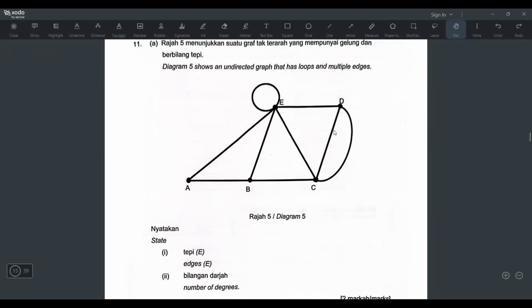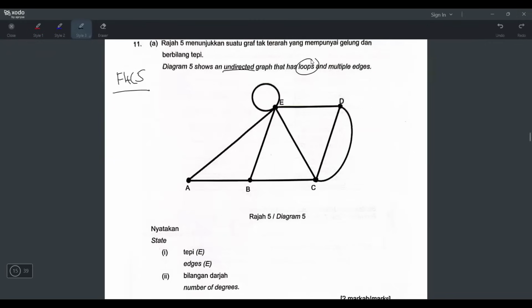Okay, number 11. What chapter? Looks like graph theory from form 4 chapter 5. Okay, network in graph theory. In Malay, rangkaian dalam teori graf. Let's go. Diagram 5 shows an undirected graph that has loops and multiple edges. Undirected graph means graf tak terarah. It means it has no arrow, no direction. It means it can go both ways. And then it has loops and multiple edges.